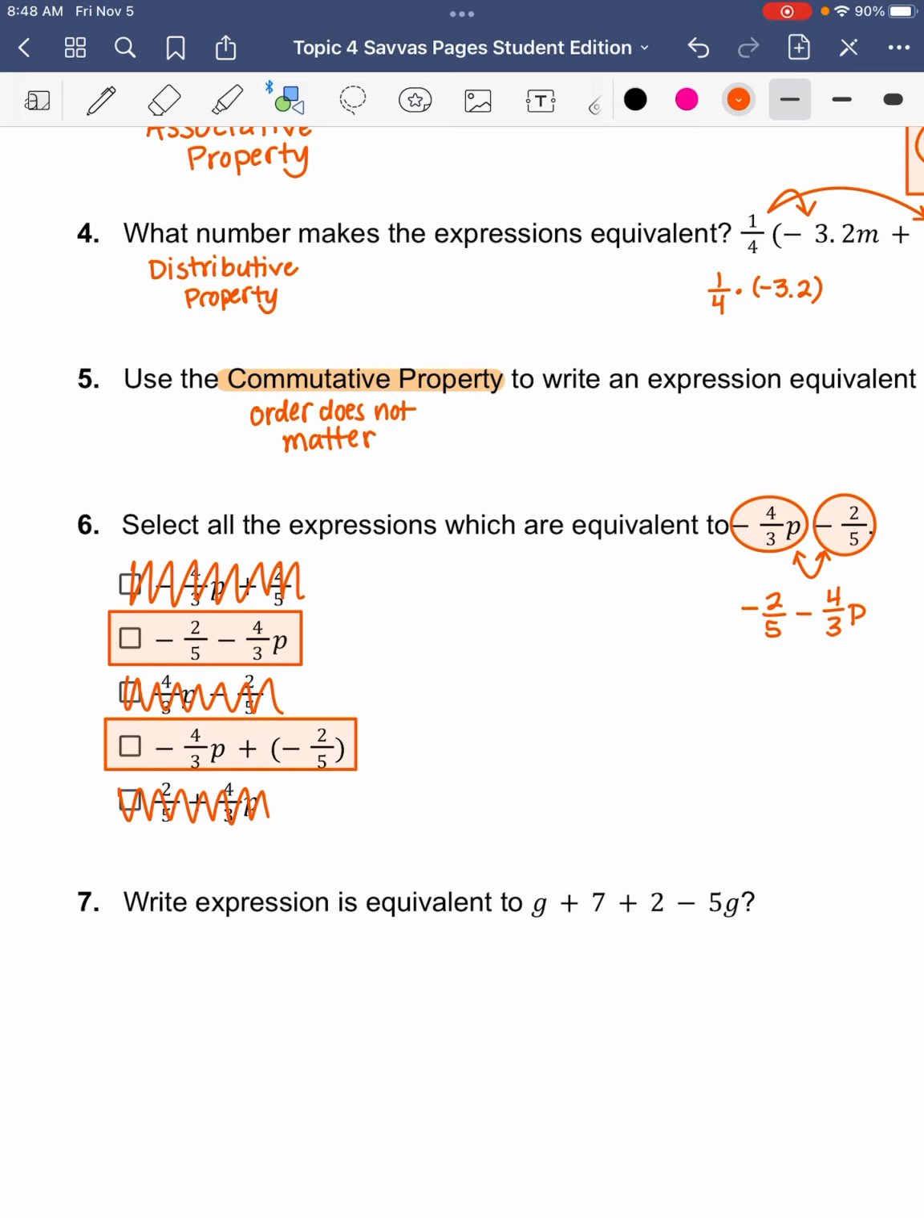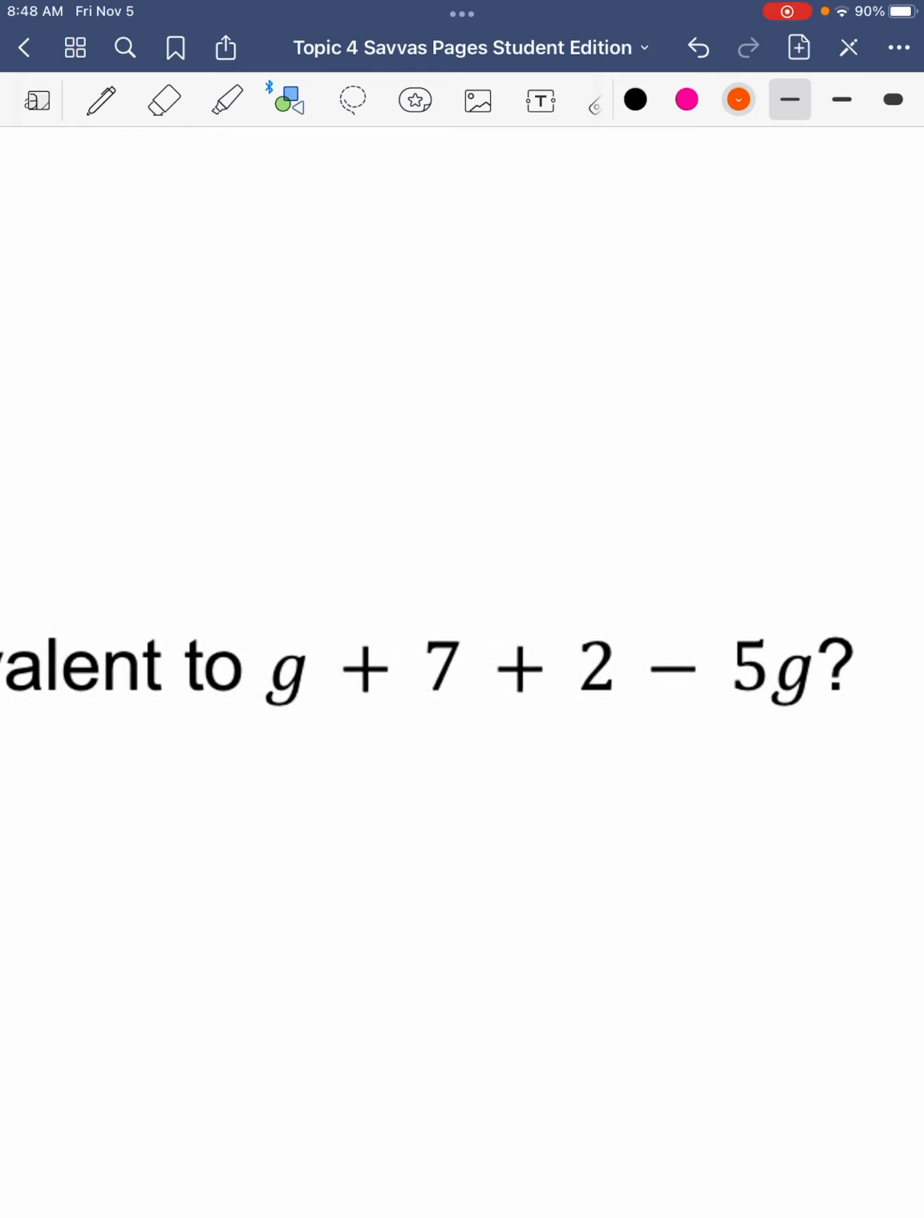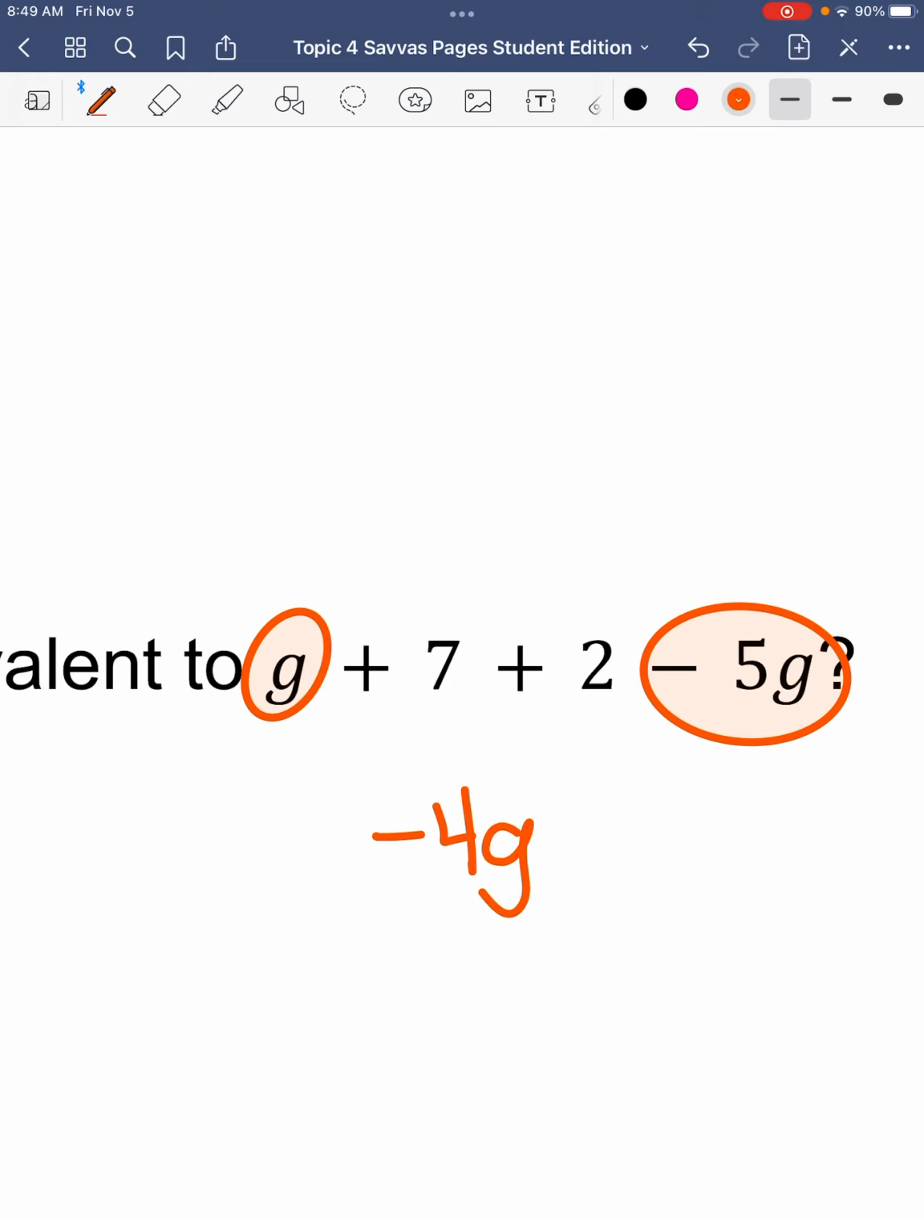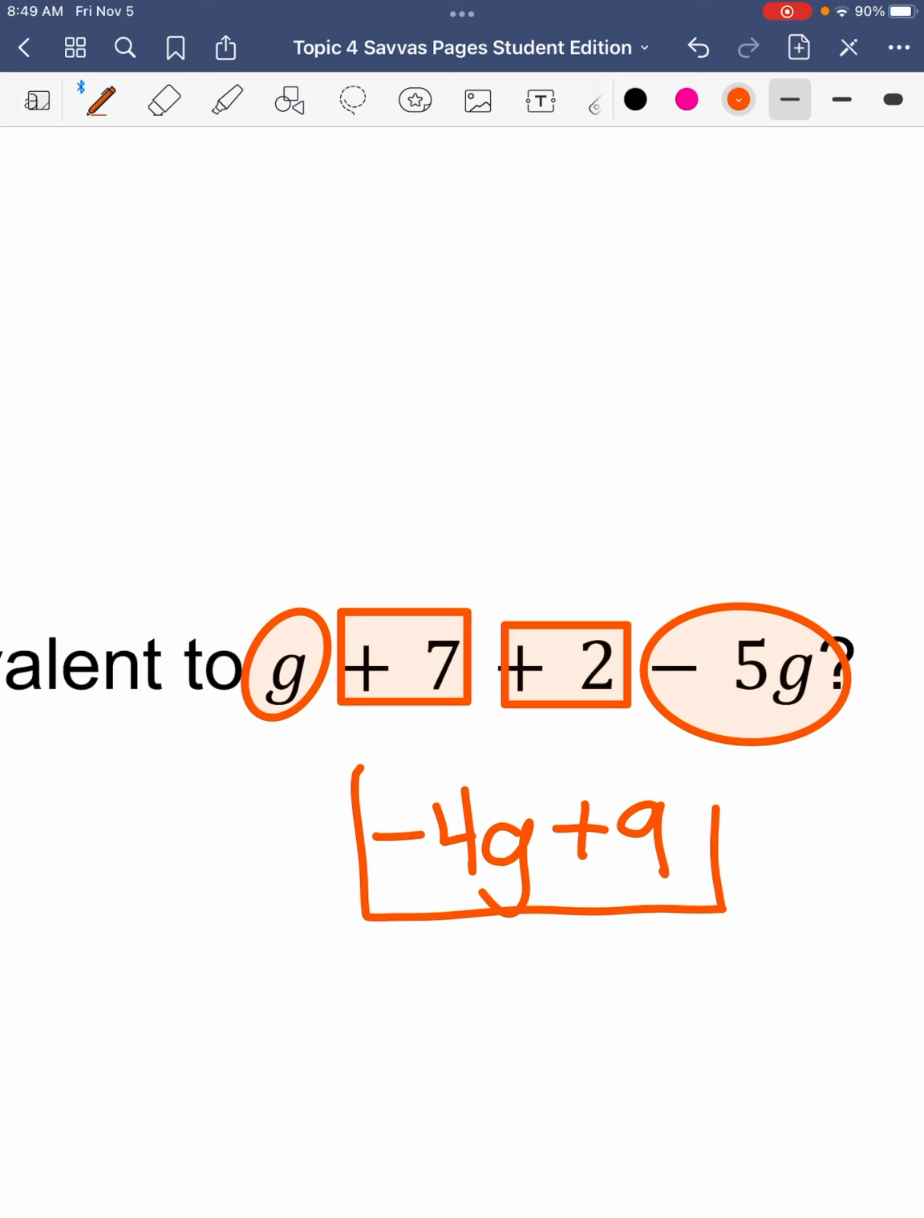Okay, and now number 7. Write an expression that is equivalent to g plus 7 plus 2 minus 5g. So remember, that's 1g, and that's negative 5g. So 1 minus 5 is negative 4, and the g stays with it. So now I have 7 plus 2, and we know that 7 plus 2 is 9, so I'm going to add 9. So negative 4g plus 9 is my answer.